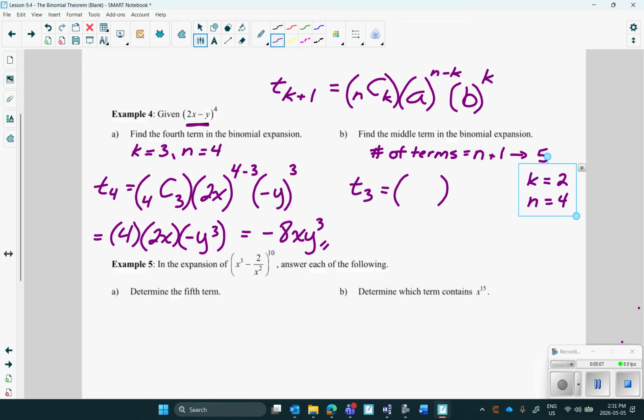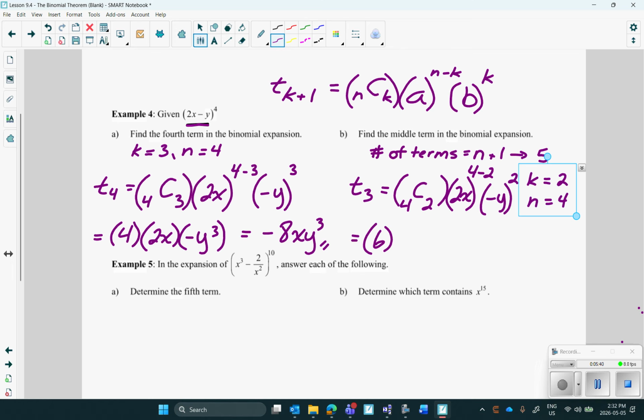What would that look like? 4 choose 2. 4 choose 2. And then 2x, 4 minus 2, or you could just simplify it, go 2. And then negative y, 2. 4 choose 2.